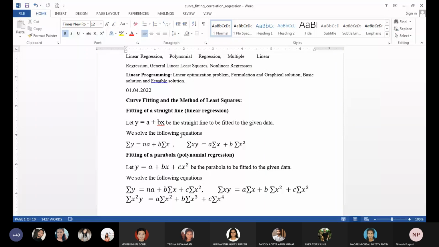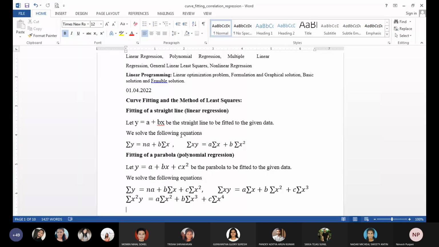So for the parabola, three unknowns are there, a, b and c. So we will require three equations to solve and get the values of a, b and c. So the three equations are given: summation y equals n into a plus b into summation x plus c into summation x square. Then you have summation xy equals a into summation x plus b into summation x square plus c into summation x cube.